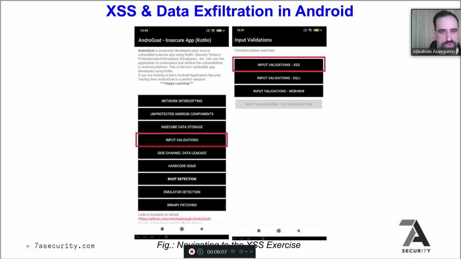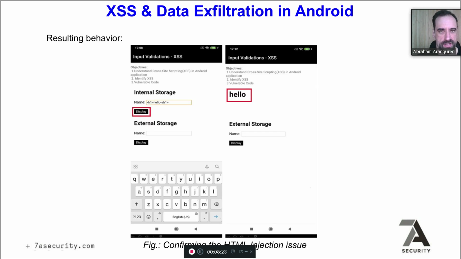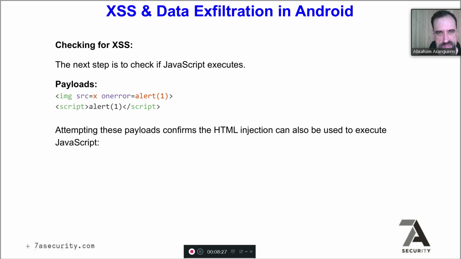So first we go to input validations XSS. This will make more sense when I show the demo, but as you go through this, it will make more sense as well in the demo. So first we're going to check with h1 hello. So this should show a bigger hello if there's HTML injection. So we try that, we see there's a bigger hello. So this means that this is working.